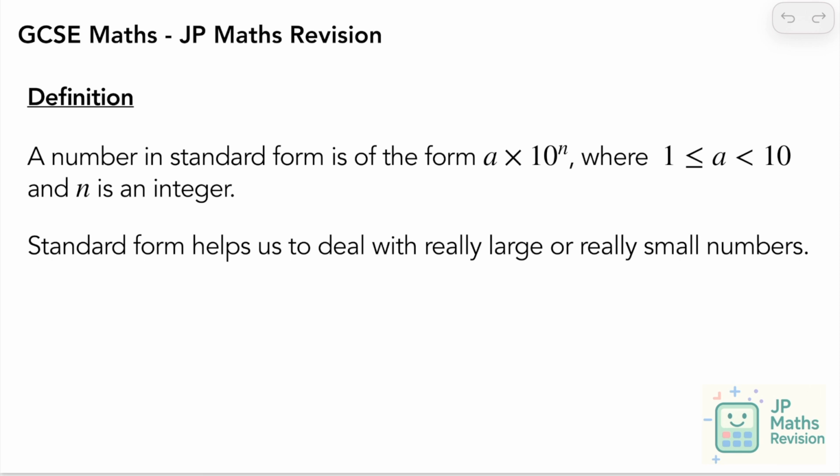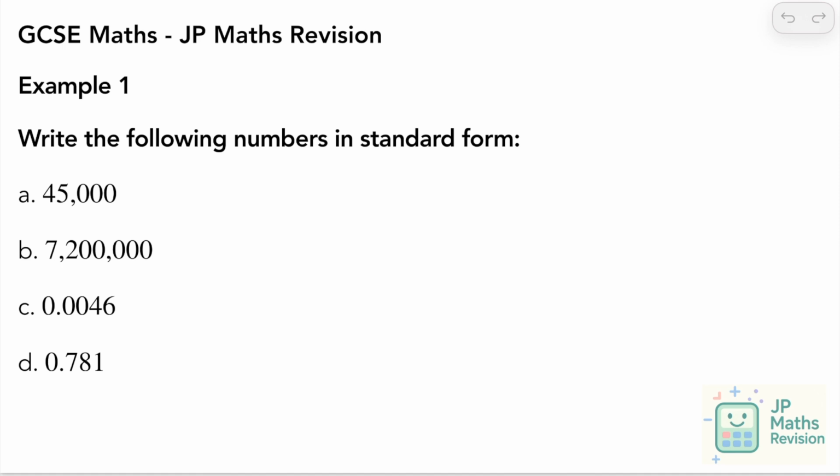So a number in standard form is of the form a times 10 to the power of n, where a is between 1 and 10 and n has to be an integer. So standard form is useful because it helps us to deal with really large or really small numbers. So here's an example. We need to write the following numbers in standard form.